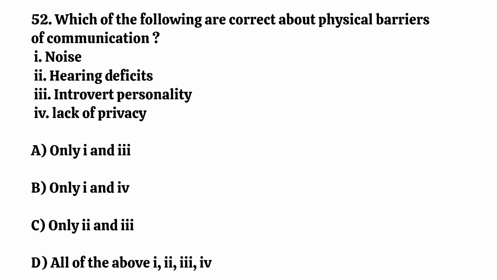Next, which of the following are correct about physical barriers of communication? 1. Noise, 2. Hearing deficit, 3. Introvert personality, 4. Lack of privacy. Option A only 1 and 3, option B only 1 and 4, option C only 2 and 3, option D all of the above. Answer B is the correct answer, only 1 and 4.